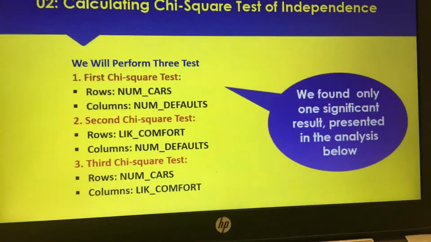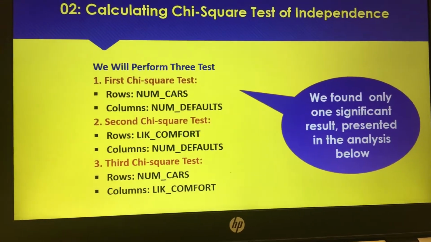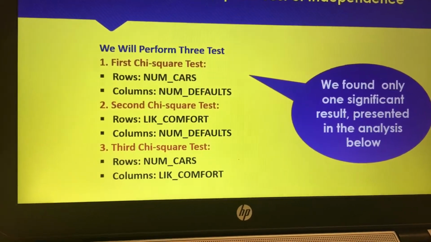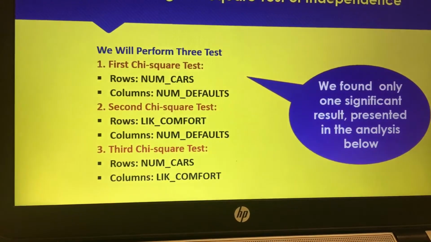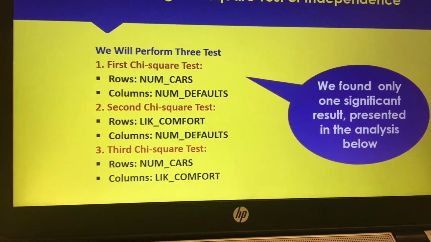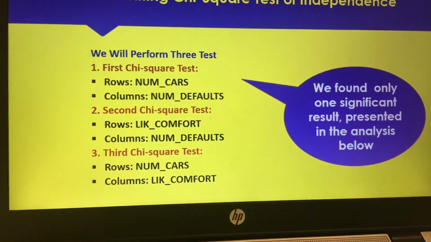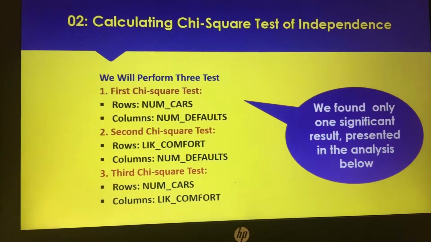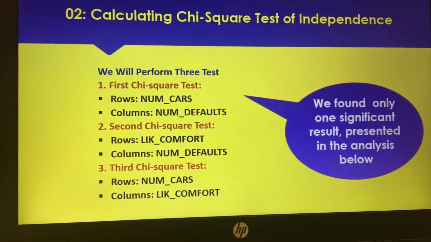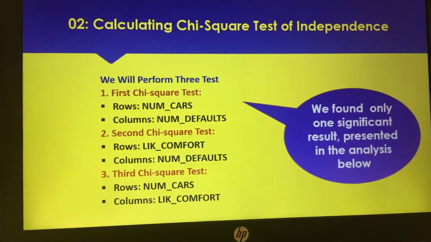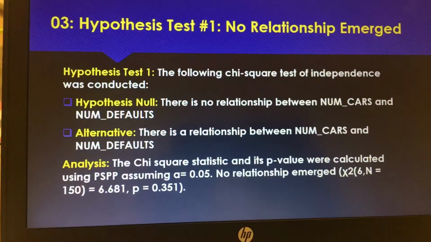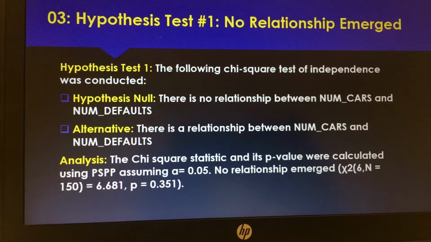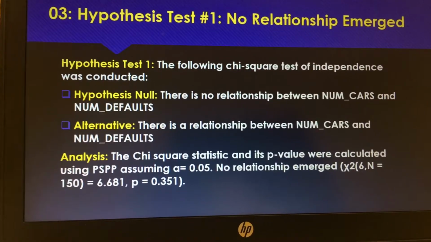First of all, we have these various variables and categories that we will be testing. The first one will be num-cars and num-defaults, then link comfort and num-defaults, and then num-cars and link comfort. I want to state from the very onset that only one strong relationship was found, and we will talk more about that. I would want to spend a bit of time on this first analysis because it's likely that I will spend less time on the others.